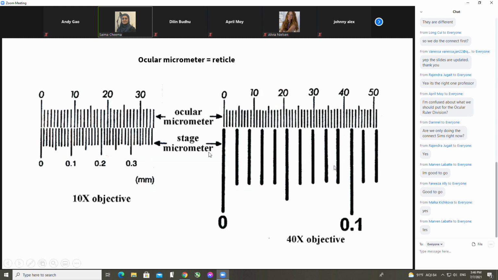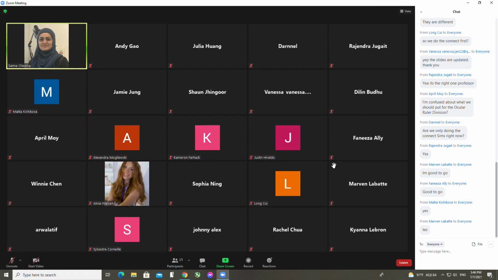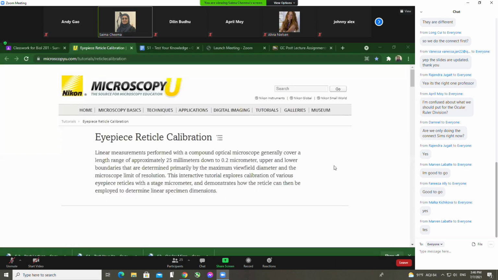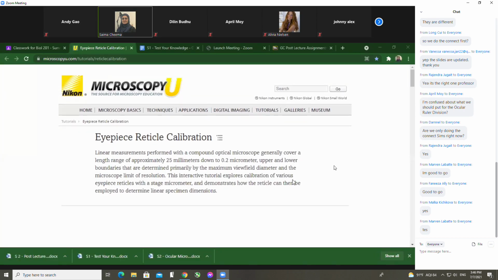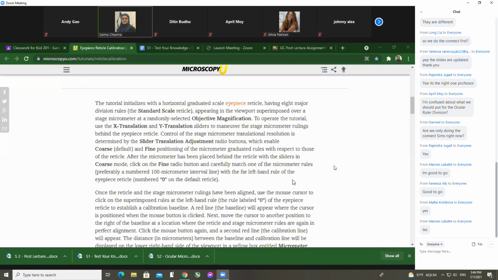So we're going to use, sorry, go back. I'm going to stop sharing and share the screen now where we're using the calibration. So everyone should be on this microscopy website.